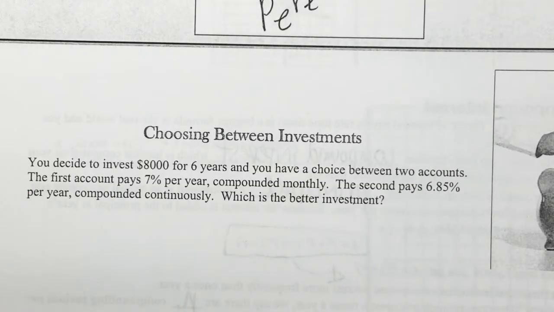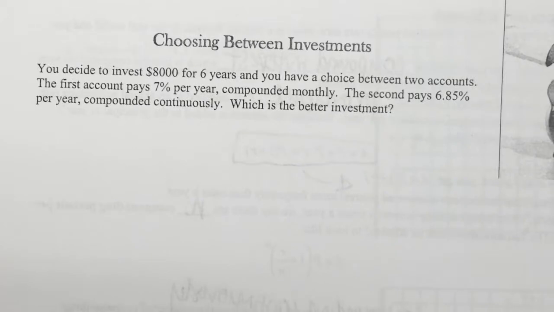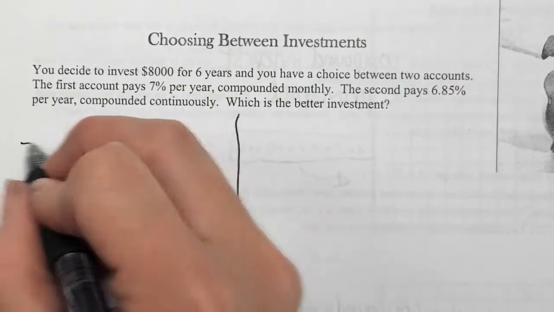Alright, now will you read this one, Gary? You decide to invest $8,000 for 6 years and you have a choice between two accounts. The first account pays 7% per year, compounded monthly. The second pays 6.85% per year, compounded continuously. Which is the better investment? So you're trying to figure out which gives the most money, compounded monthly at 7% or continuously at 6.85%. Any guesses before we get started? The 7% one? All right, let's see.